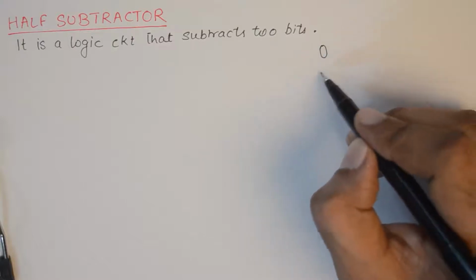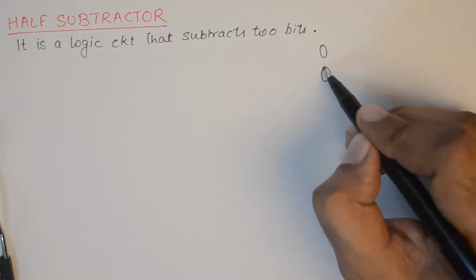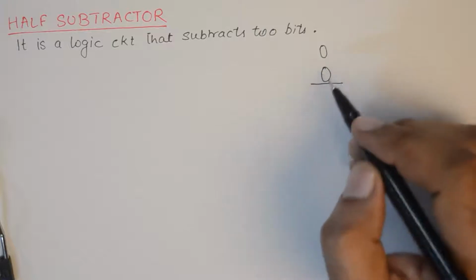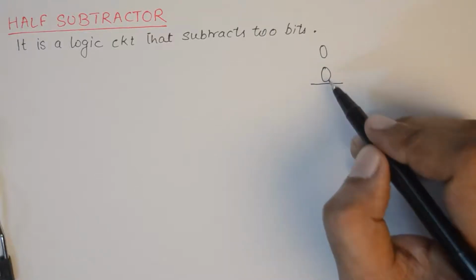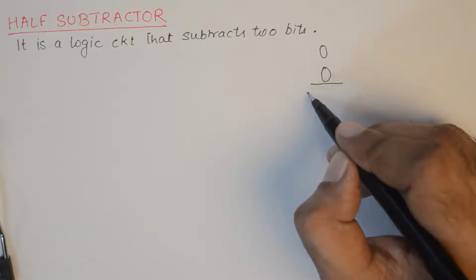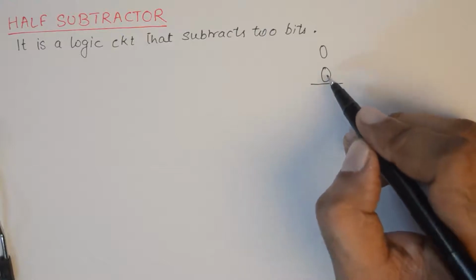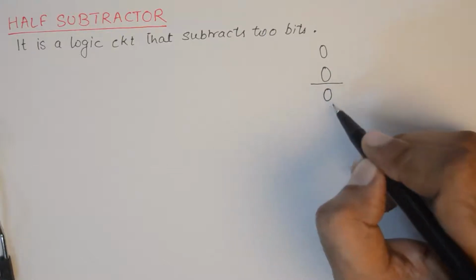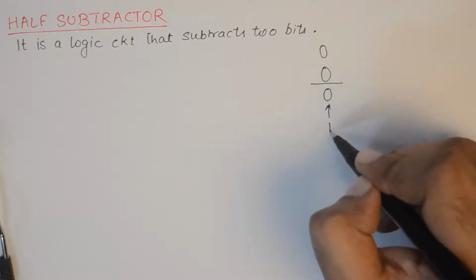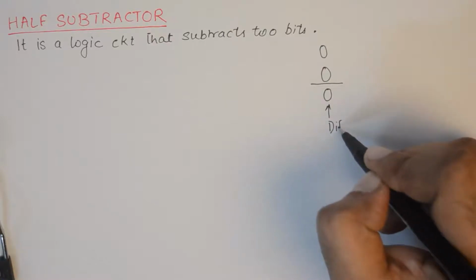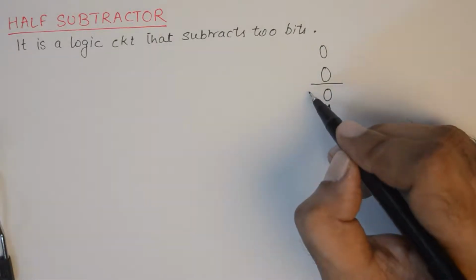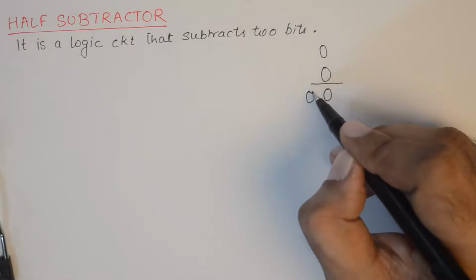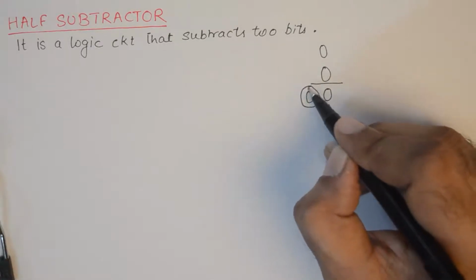The first case could be when we wish to subtract a 0 from a 0. If we wish to subtract a 0 from 0, we do not need to take any borrow, and the difference will be 0. So I'll say the difference is 0 and I do not have to take any borrow.